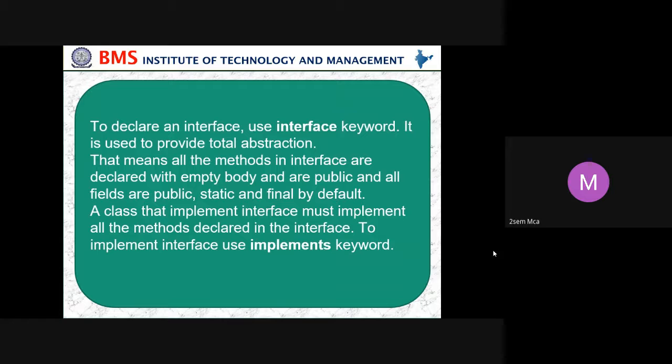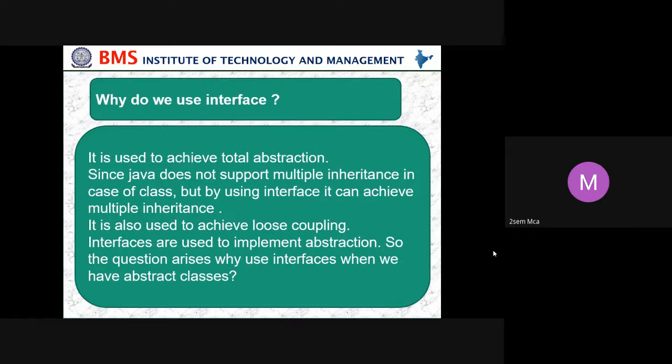To declare an interface, use the interface keyword. It is used to provide total abstraction. That means all the methods in the interface are declared with an empty body and are public, and all fields are public, static and final by default. A class that implements an interface must implement all the methods declared in the interface. To implement an interface, use the implements keyword.